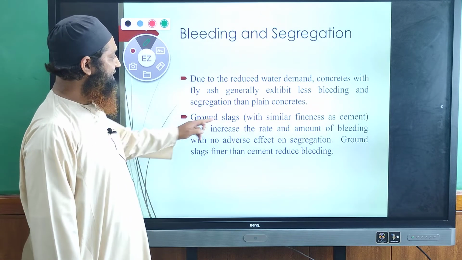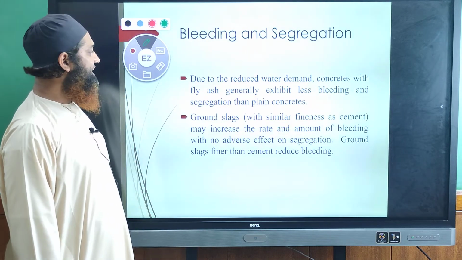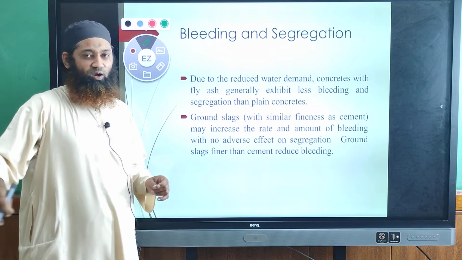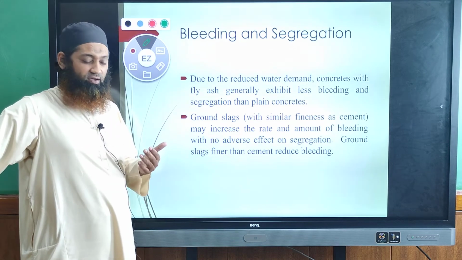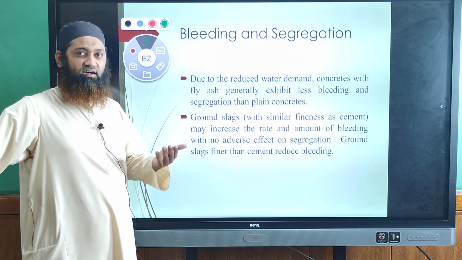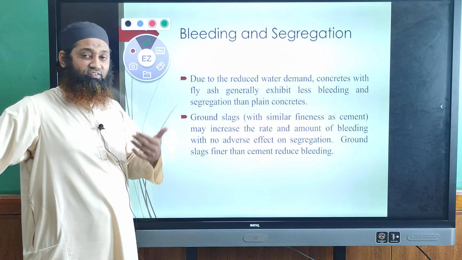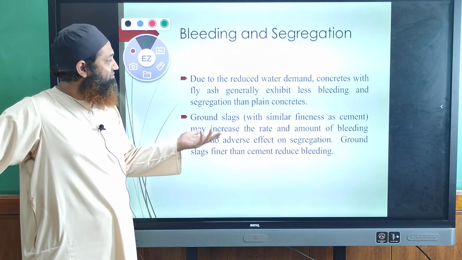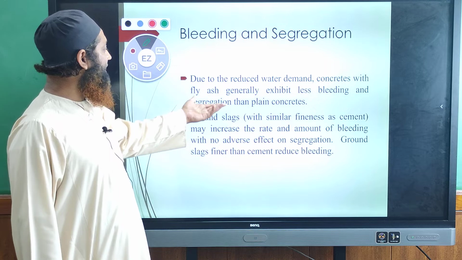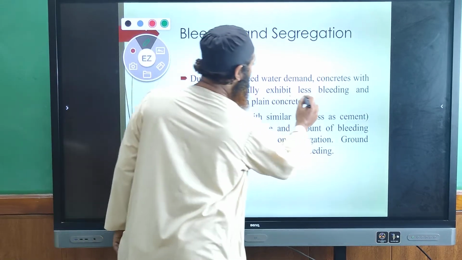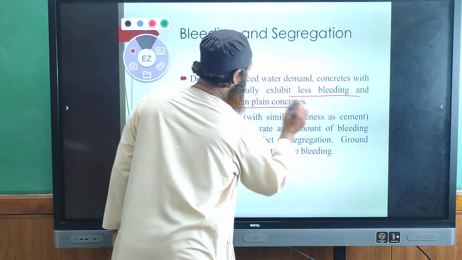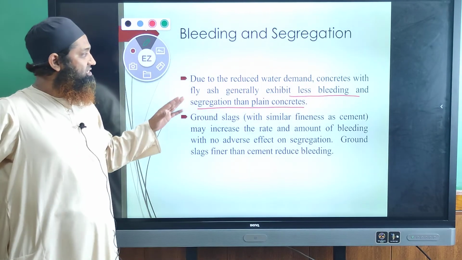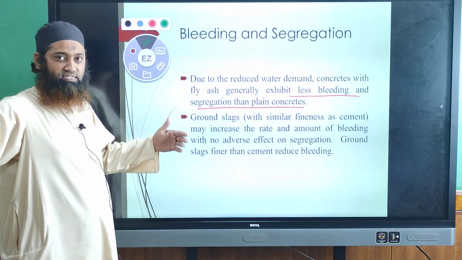Concretes with fly ash generally exhibit less bleeding and segregation than plain concrete. See what is happening, because adding these materials, the water content is getting reduced. Because of that water content getting reduced, even the bleeding problem and the segregation is overcome here. We can overcome this also. So this is the benefit of adding different other cementing materials.